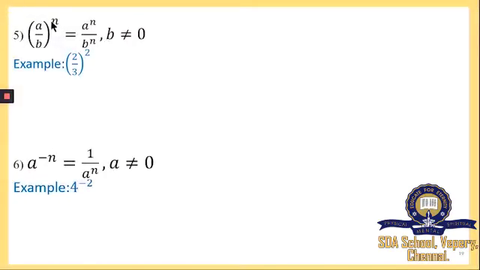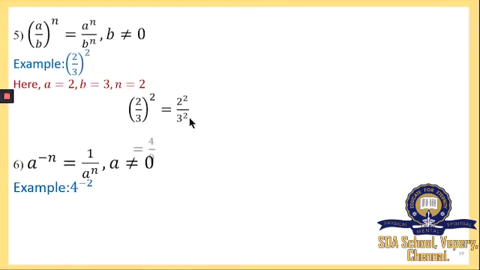So the next law is (a/b) the whole power n equals a power n by b power n, provided b should not be equal to 0. So here the given question is (2/3) the whole square. Here in the place of a we have 2, in the place of b we have 3 and in the place of n we have 2. So substituting the values we will get a to the power n, so 2 to the power 2, divided by b to the power n, so 3 to the power 2. 2 to the power 2 is 4 and 3 to the power 2 is 9.